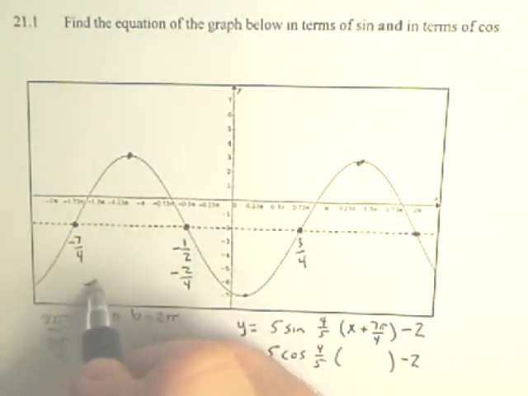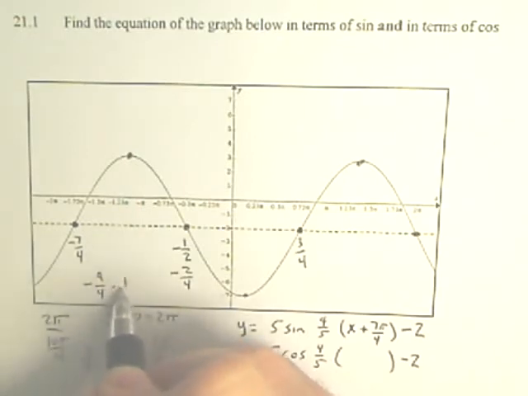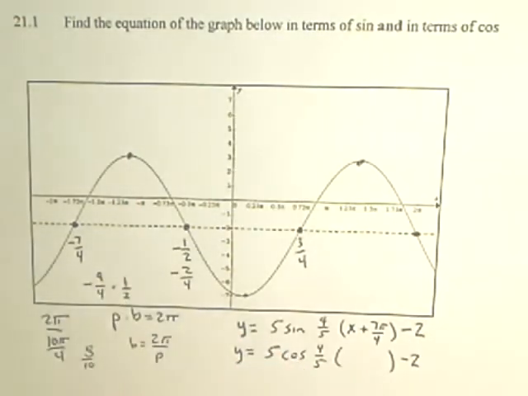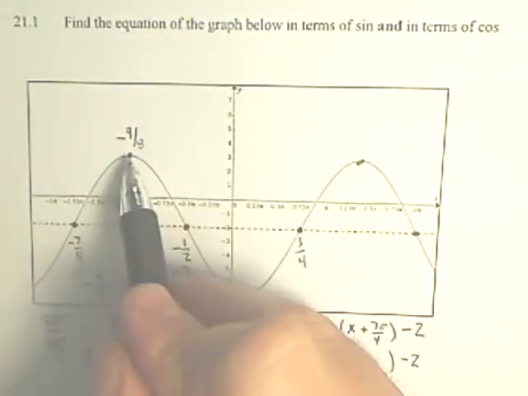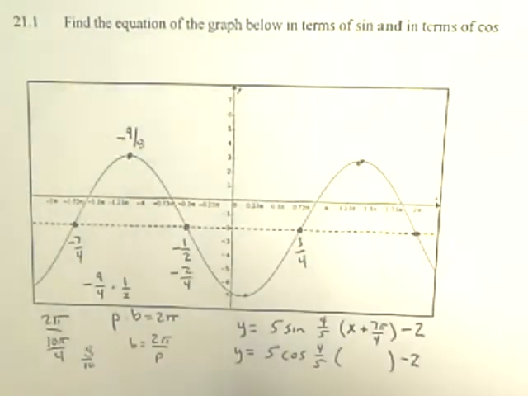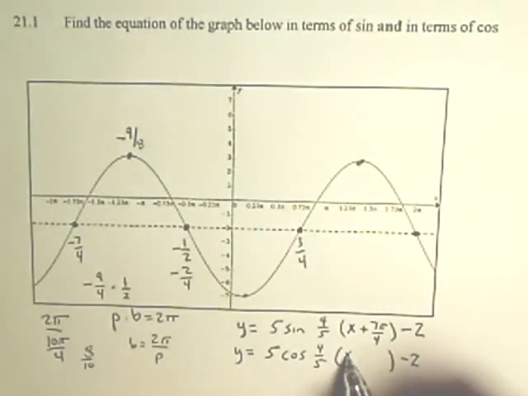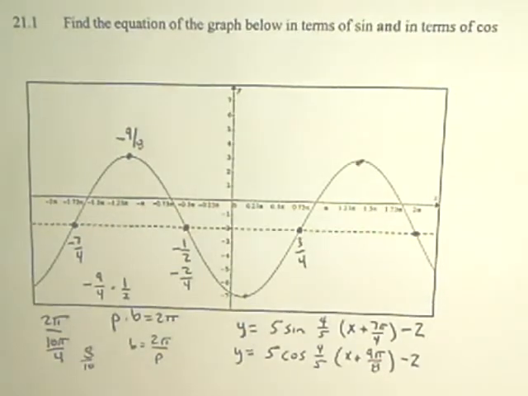If you don't have a calculator, dividing by 2 is the same thing as multiplying by 1/2. So negative 9/4 times 1/2 is negative 9/8. That is that dot's x value, which goes here. It's x plus 9 pi over 8. And there's your sample.